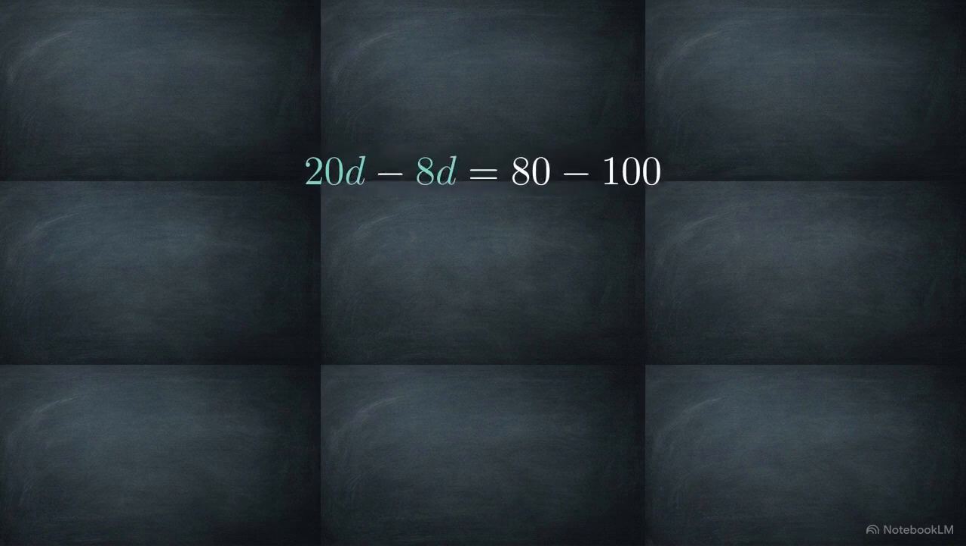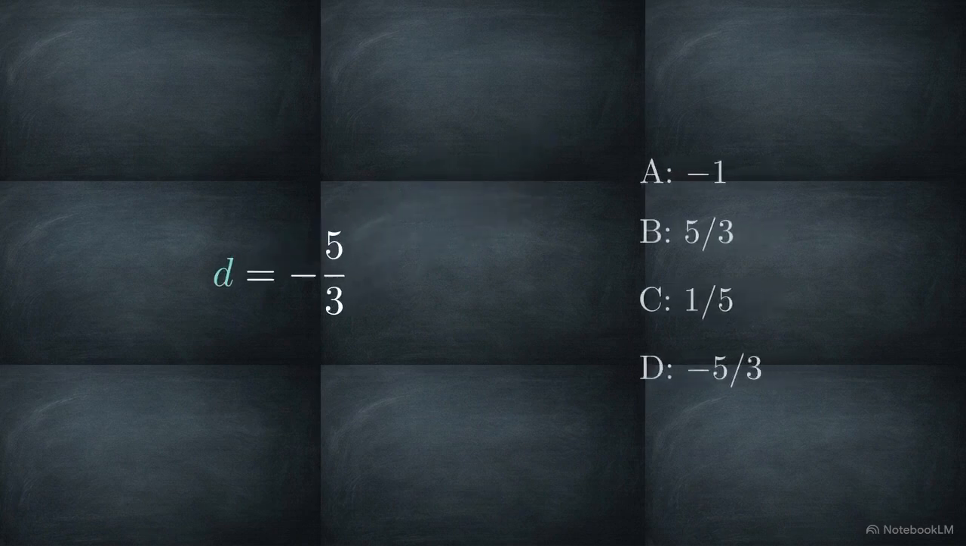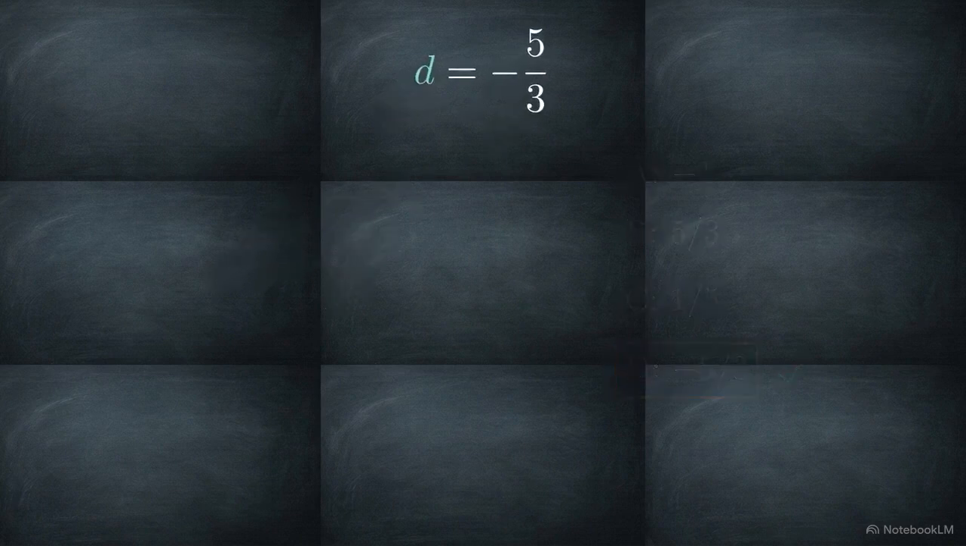Now we collect the d terms on one side and the constants on the other. 20d minus 8d gives us 12d, and 80 minus 100 leaves us with negative 20. We divide both sides by 12 to get negative 20 over 12. By dividing both the numerator and denominator by 4, we find that the common difference is negative 5/3. Comparing this result to the choices provided in the question, we see that it matches option D.